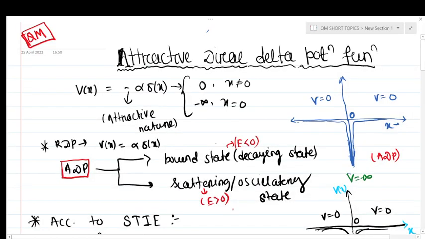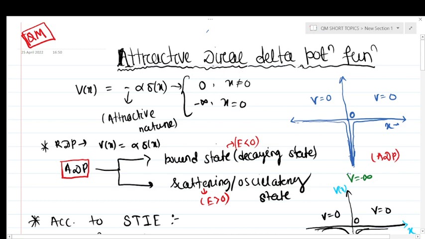Hello everyone, I hope you all are doing well, and today we are going to discuss quantum mechanics, that is, the attractive Dirac delta potential function. You know the things very well. I am going to shortly revise that. Okay, let us concentrate on the notes.